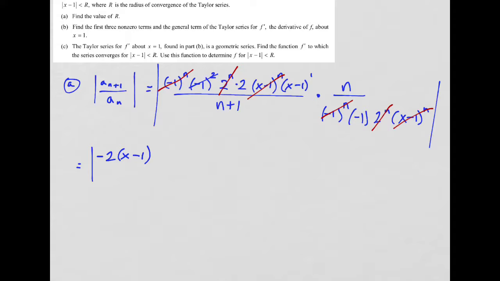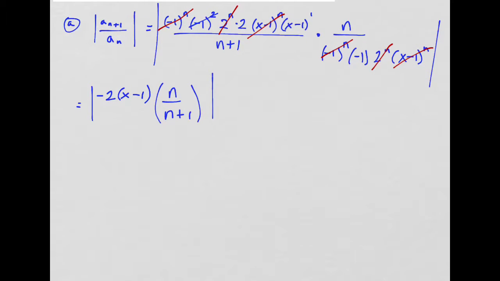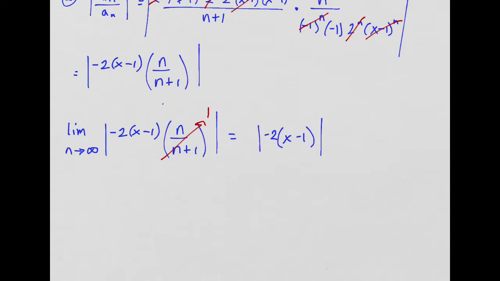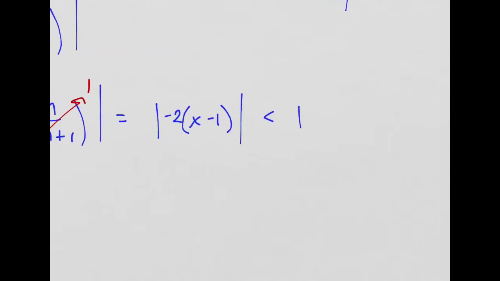And then what I like to do is group the n's together, because that's what I'm going to end up taking the limit of. So there we go. I have that. And if I take the limit, this is part of the ratio test. If I take the limit as n approaches infinity, this part goes to 1. So this is equal to that. Now, for this to converge, I need to set it less than or equal to 1. So that's what I'm going to do. So by the ratio test, this has to be less than or equal to 1.